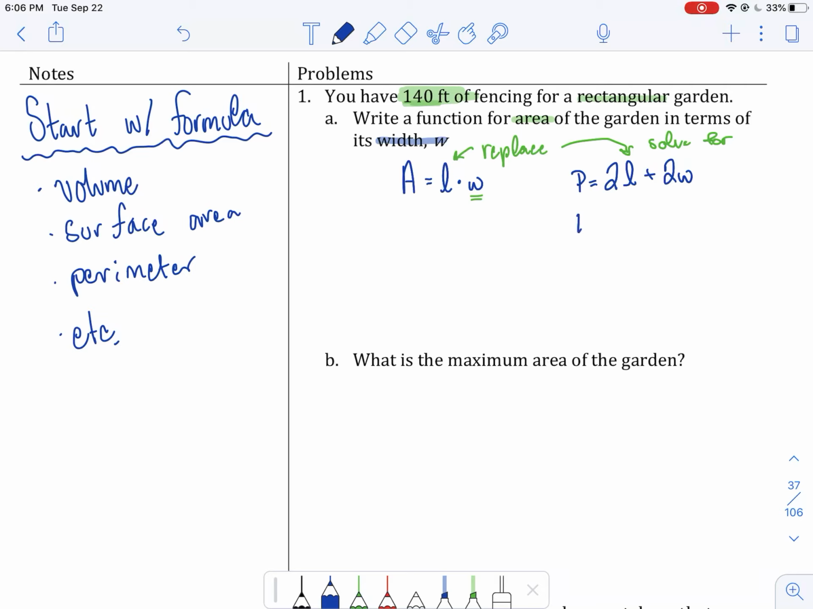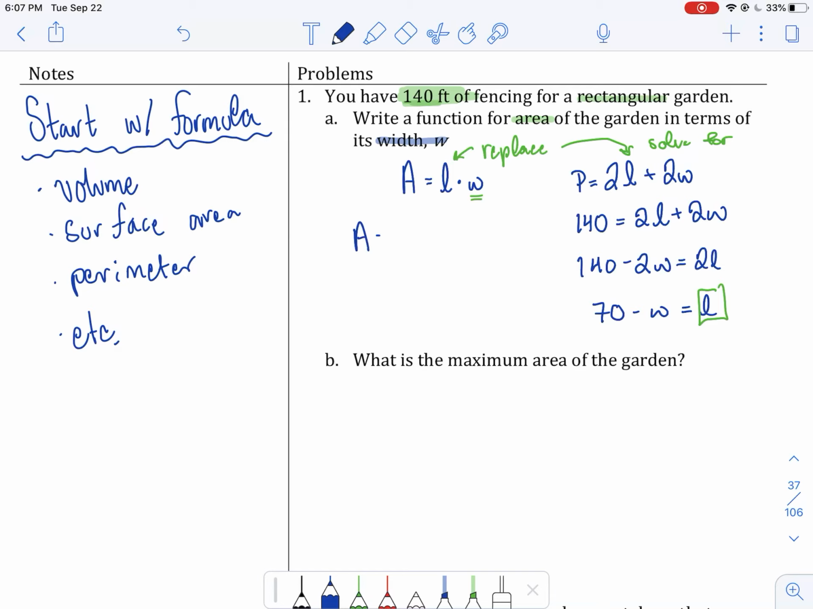We have perimeter is 140, which is equal to 2L plus 2W in this case. Subtract 2W from both sides, so 140 minus 2W is equal to 2L, and divide everything by 2, which says 70 minus the width is equal to the length. Once we have that variable solved for, and again, the way that we know this is that the one we want to replace, the one that's not what we're looking for, is the one we want to solve for. Then we plug that back in.